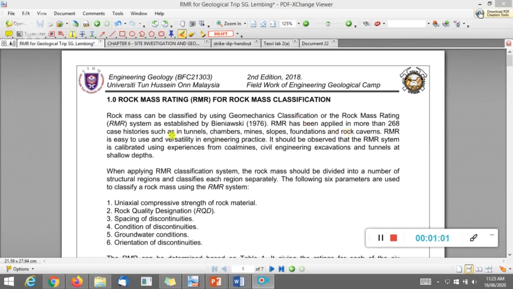RMR has been applied in many cases, for example in tunnels, chambers, mines, slopes, and so on. Why? Because this method is easy to use and versatile in engineering practice.